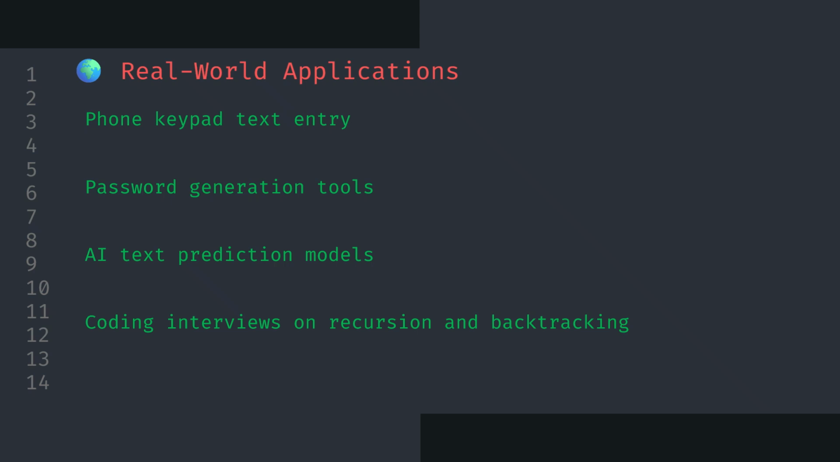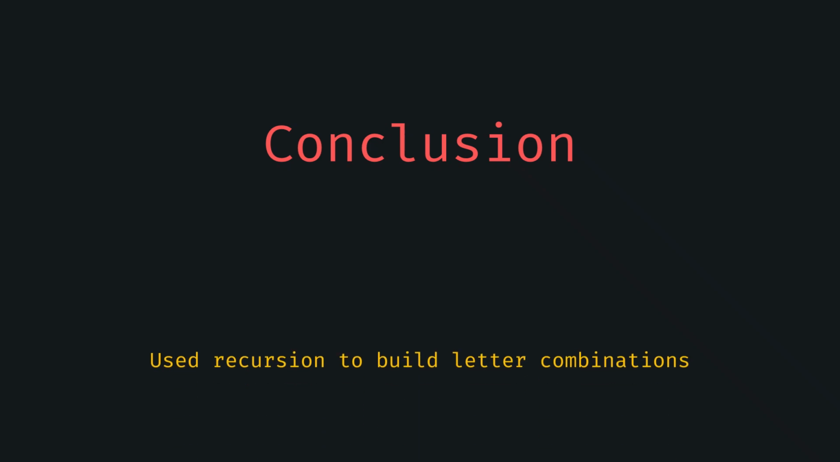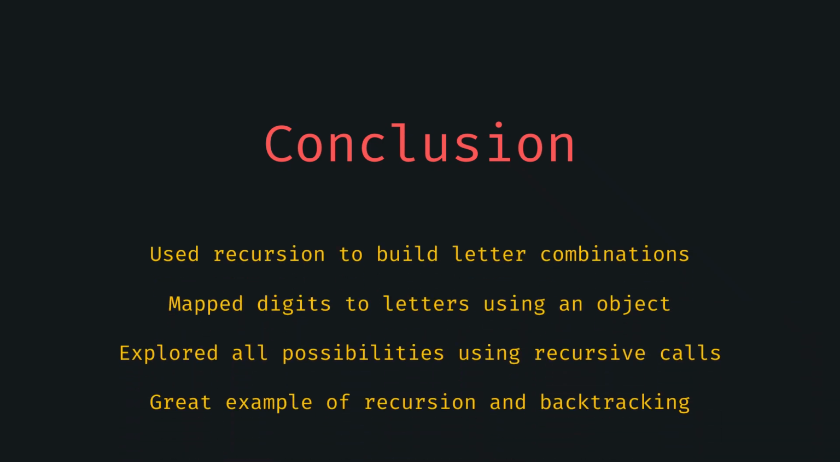Let's finish with a summary. We've built a recursive function to generate all letter combinations from a digit string. This approach uses recursion and backtracking to explore every possible outcome. It is a powerful example of solving combinatorial problems.